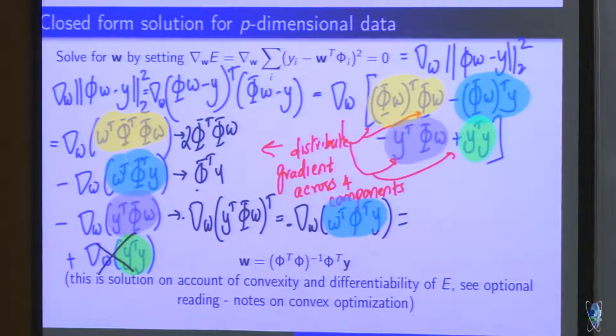There's a negative sign here. That's the only difference. There also is a negative here. Both are negative. So minus phi transpose y happens to be the gradient of both the components.